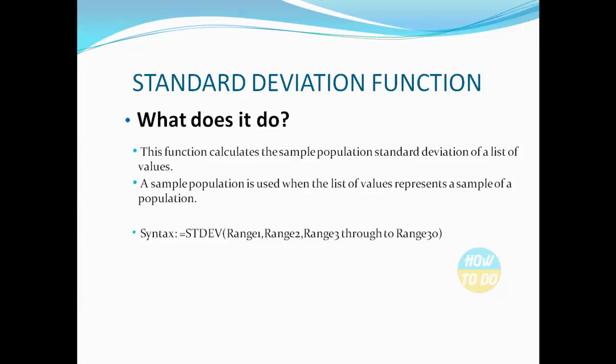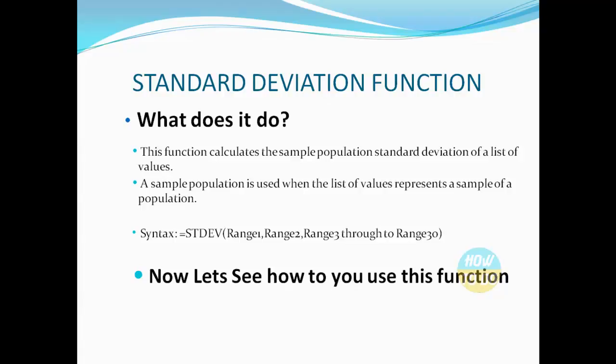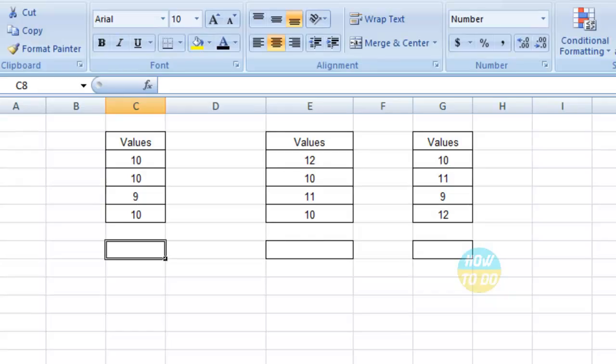Syntax is equal to STDEV open bracket range 1, comma range 2, comma range 3, up to range 30. Now let's see how to use this particular function. I'm taking sample data of three different data sets, wherein I have the values in three different columns. I just want to identify the standard deviation for this particular data.